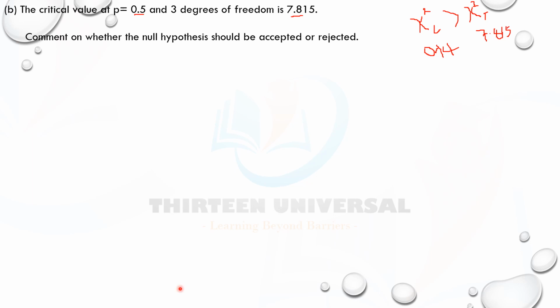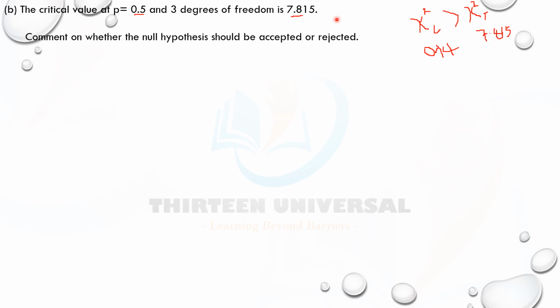Remember the decision-making condition: if chi-square calculated is greater than chi-square tabulated, reject the null hypothesis. The null hypothesis says there is no significant difference. But in this case, our calculated value, 0.14, is not greater than 7.815, so we accept the null hypothesis.